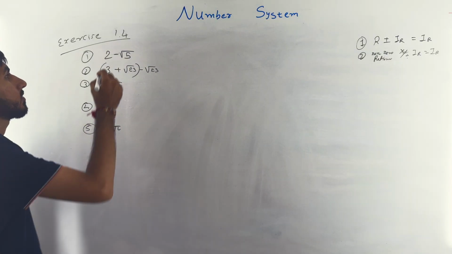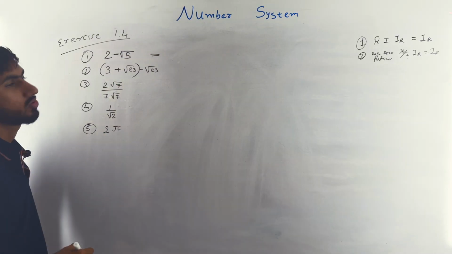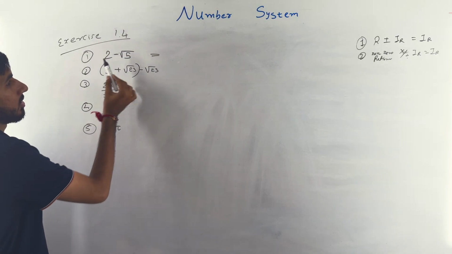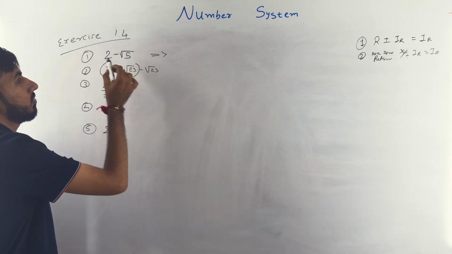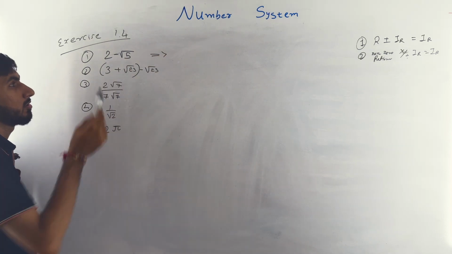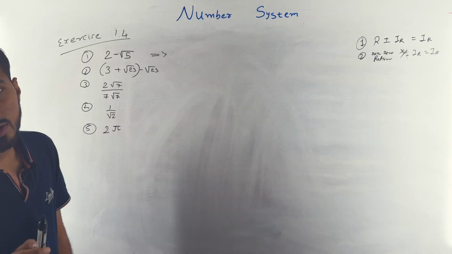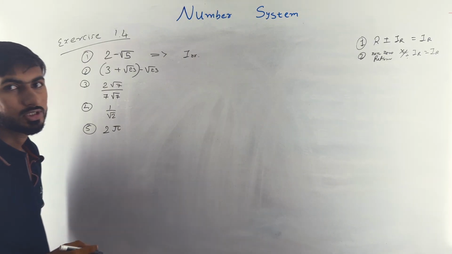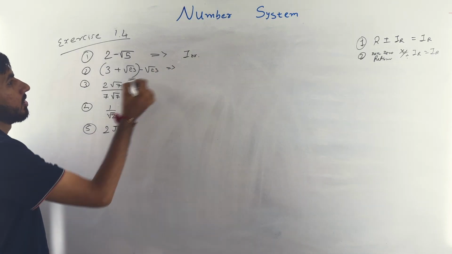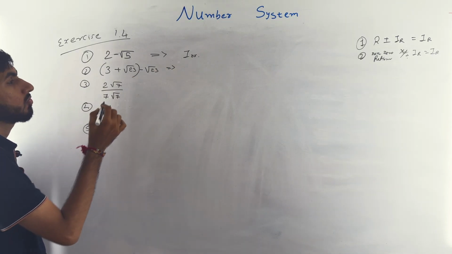Now, the first one is 2 minus root 5. Here 2 is rational and root 5 is irrational. So obviously here we have one rational and one irrational. So subtraction between one rational and one irrational will always be irrational. So this is irrational. Now the second one is 3 plus square root of 23.